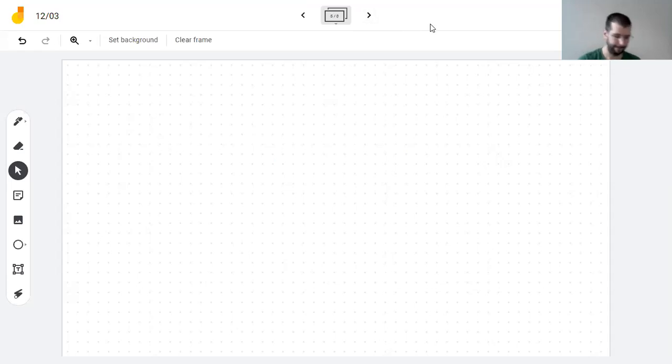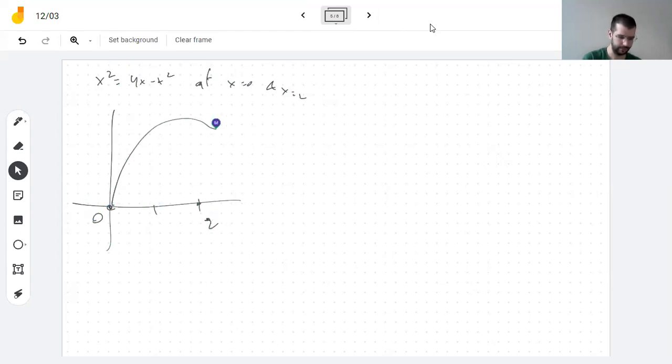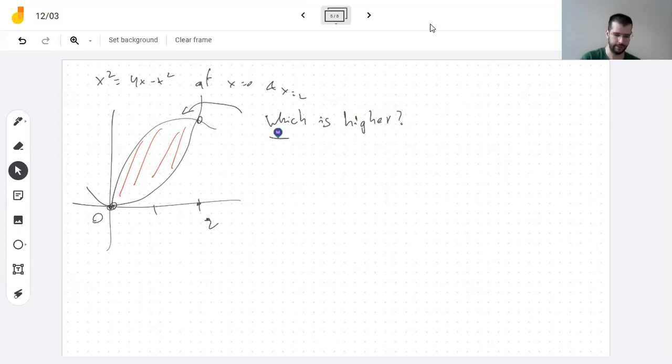So I guess at 0 and at 2, they cross. I should also figure out, I guess, which is higher in here. So how can I figure out which is higher?